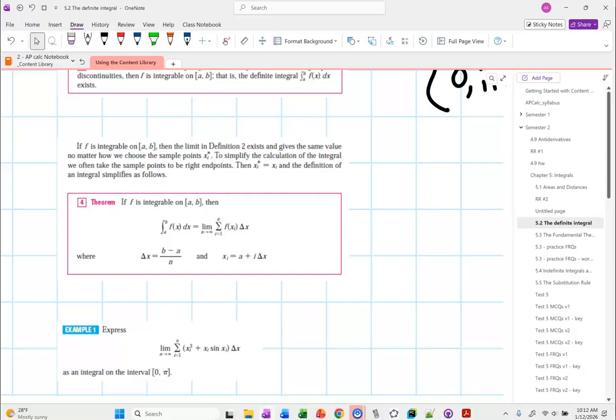Okay. So this is the same thing that we had from last time. Again, we need f to be integrable, but in this class, everything you're going to encounter is going to be an integrable function.